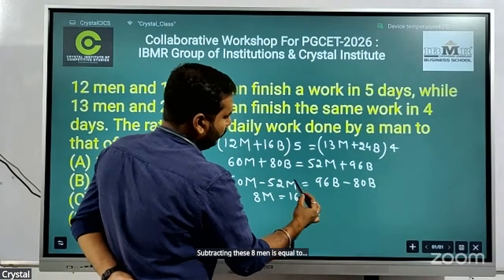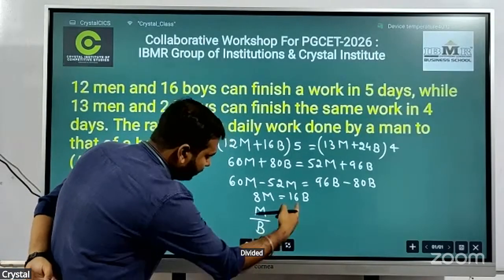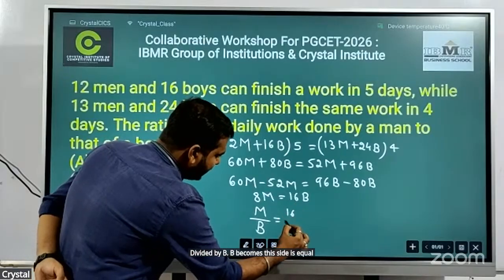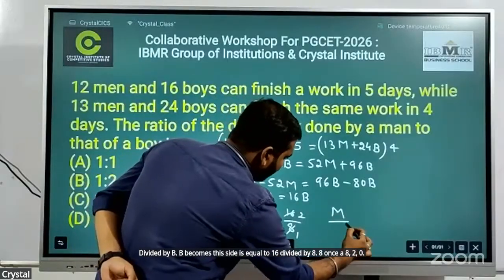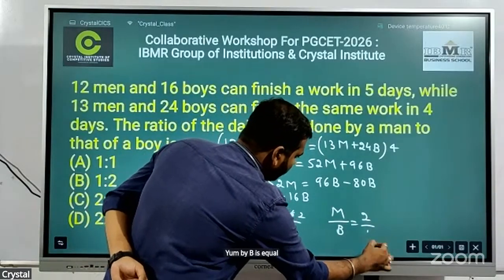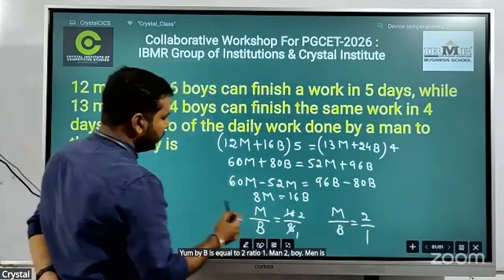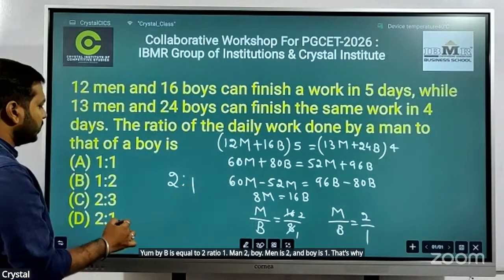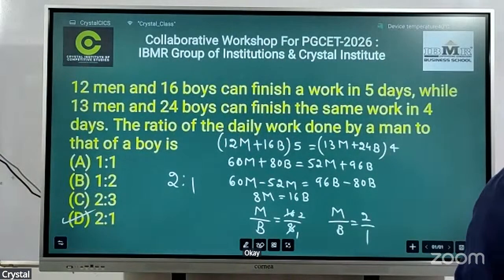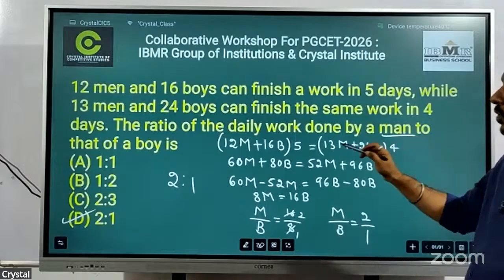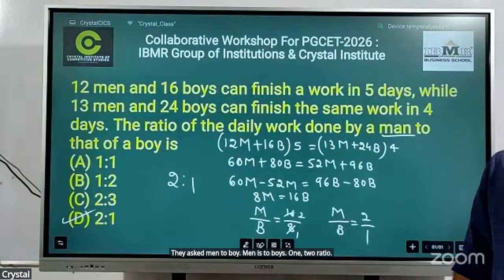16 boys. M divided by B is equal to 16 divided by 8. 8 ones are 8, 8 twos are 16. M by B is equal to 2:1. Men to boys, men is 2 and boys is 1. That's why the answer is 2:1, the correct answer.